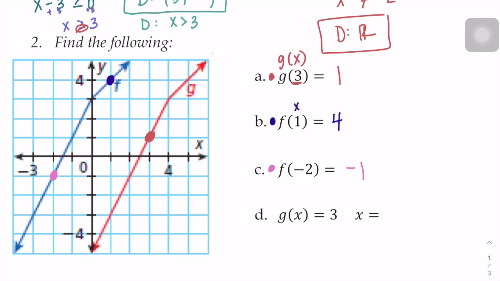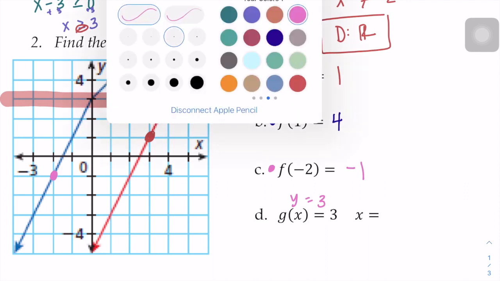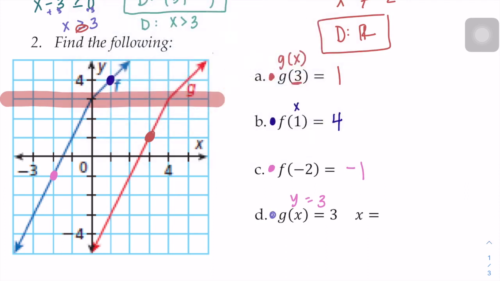And then lastly, I switched it up a little bit. Another way for me to say y is f of x, or g of x, or h of x, anything of x. This just means that y equals 3, right? So on my g function, we're looking specifically at g, where is y equal to 3? Well, my y is right here. So on my g, that point is here, and that is my x of 4.